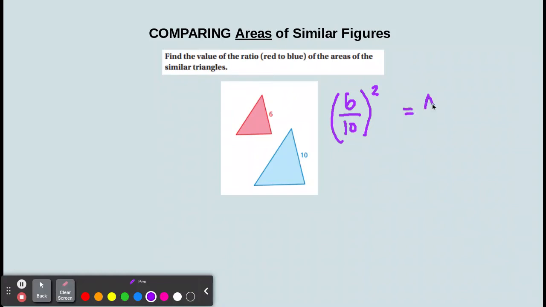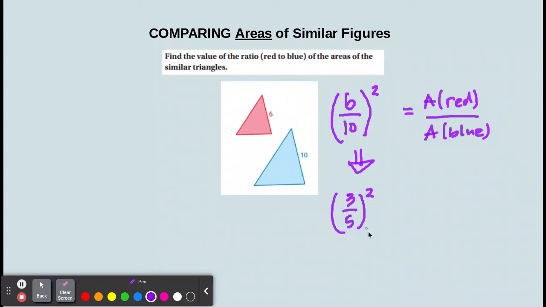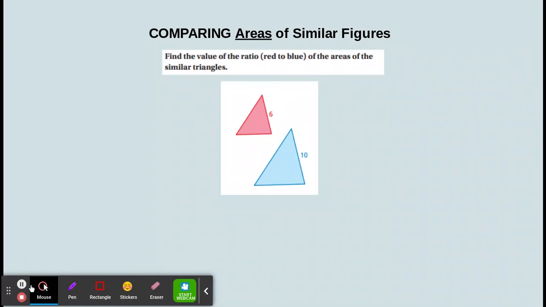We'll say area of the red, area of the blue. Okay, but what does this simplify down to? This also becomes 3/5 squared. So this actually becomes 9/25, because 3 times 3 is 9 and 5 times 5 is 25.